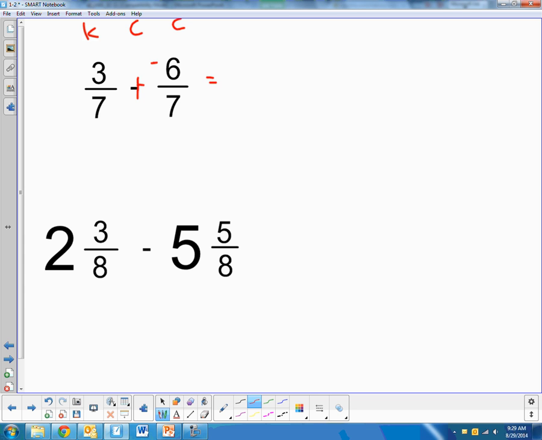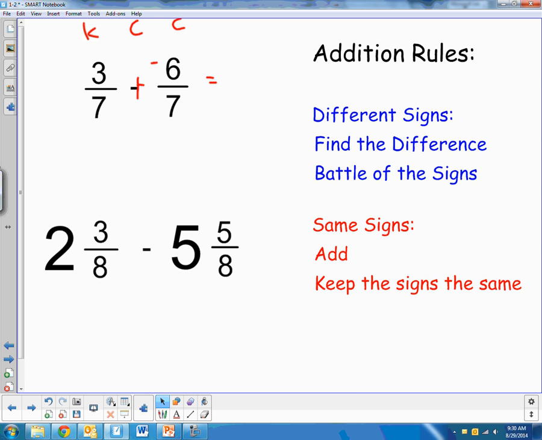Now that I do that, I'm going to want to follow those addition rules. So I have an addition problem. Those addition rules, again, if they have different signs, we find the difference. Different difference, different difference, different difference. So if they have a different sign, we're going to subtract those two numbers. I have common denominators already, so I can keep that common denominator of 7. The difference of 6 and 3, well, 6 minus 3 is 3.